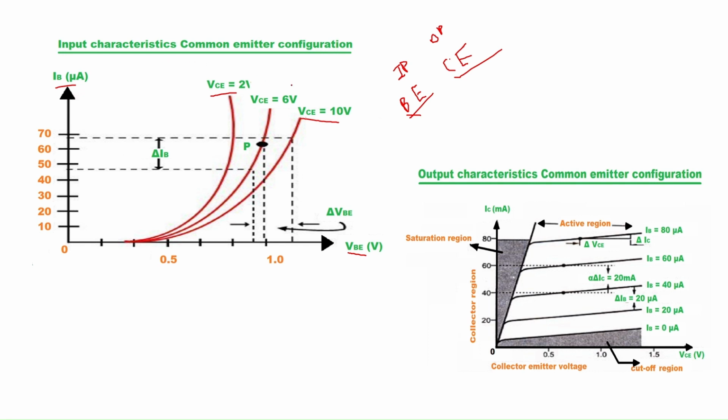For output characteristics of common emitter configuration, the graph is plotted between output voltage VCE and output current IC with constant input current IB. So the output characteristic is obtained by plotting output voltage VCE versus output current IC with constant input current IB. This is the input and output characteristics for common emitter configuration.